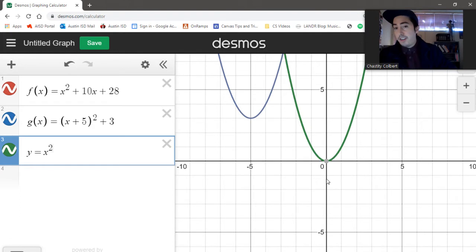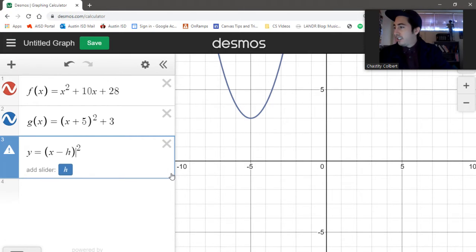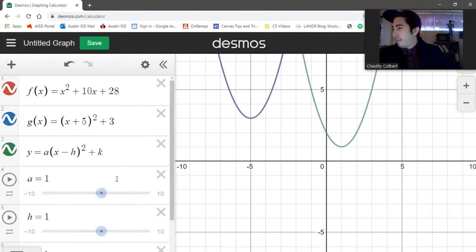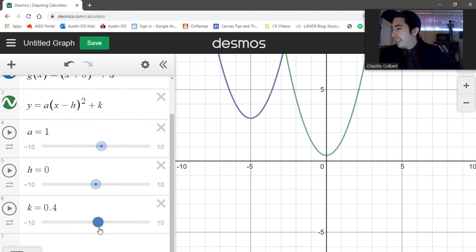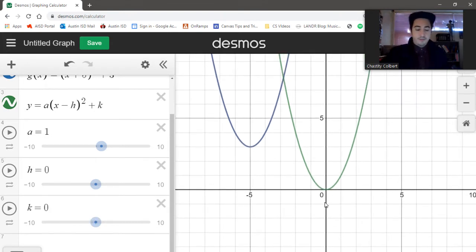The green one here is the parent function, right? If I write this now in vertex form, it looks like this. y equals a times x minus h, squared, plus k. This is what vertex form is. And normally on our parent function, a is 1, h is 0, and k is also 0. Right? So again, the green one's the parent function.